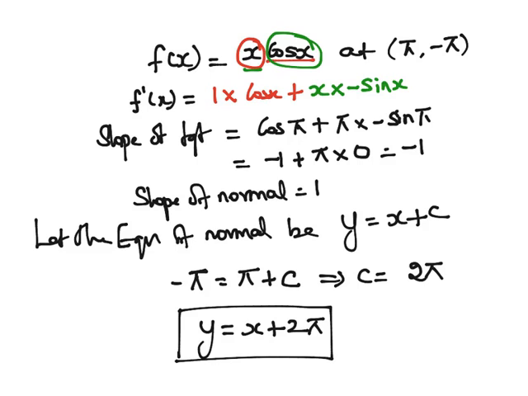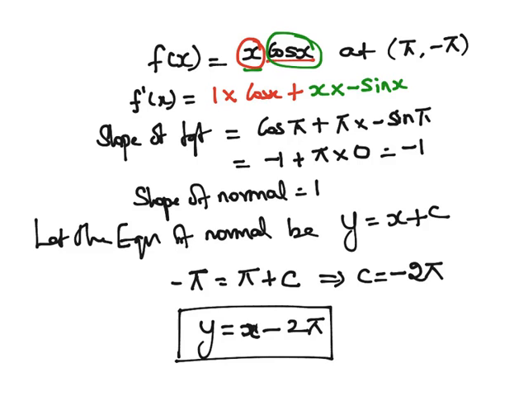I'm sorry, students, I made a small error here. Let me correct it. So c will be minus 2 pi, sorry, not plus 2 pi. So here it will be y equals x minus 2 pi. So this is the equation of the normal.